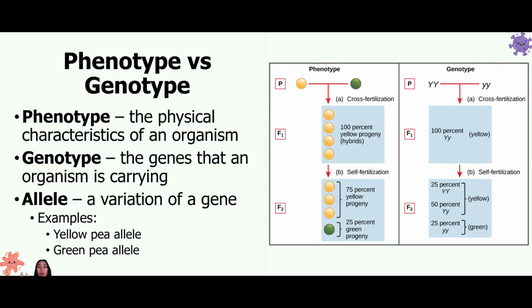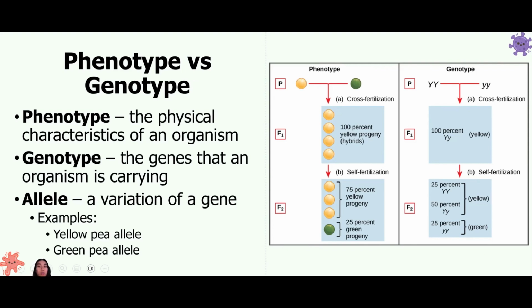So, for example, there are alleles that code for yellow pea plants versus green, or, for example, with the flowers, purple flowers versus white flowers. And so they both govern the color of the flower. So the allele is determining the color of the flower, but then there are different versions of it. So a purple version and a white version. And so that is part of the genotype.